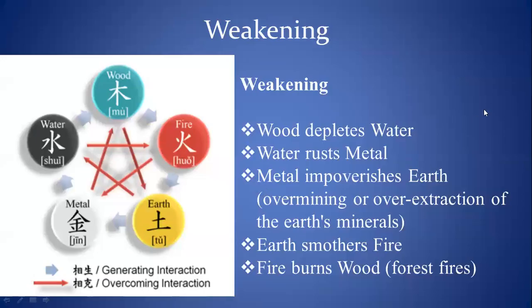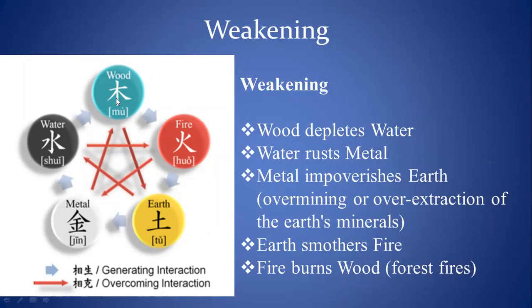But for now, let's go through weakening. And sorry that we have this same graphic over and over again, but it's the best one I could find that kind of helps. So weakening is the situation when the generating cycle is reversed. So it's when this outside cycle here is reversed. It means that you've got too much of one element and not enough of the other. So when there's too much of the element being generated and not enough of the element doing the generating.